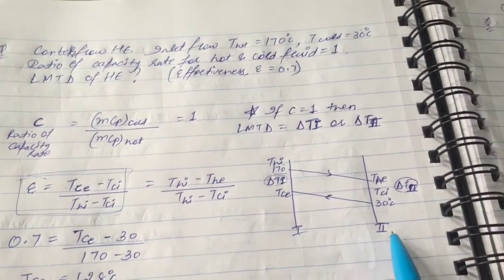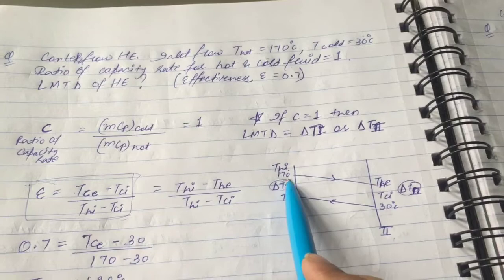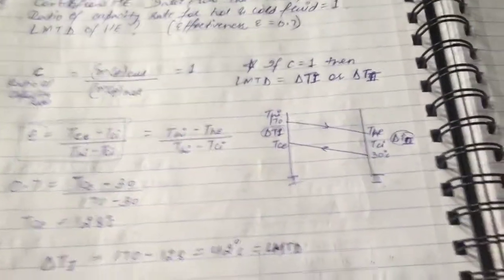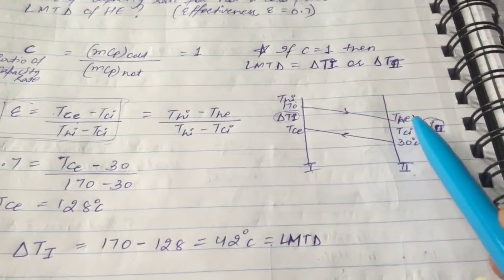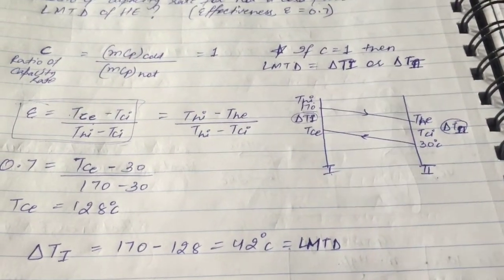So there are two ends, end 1 and end 2. Inlet for hot fluid is 170 degrees Celsius. Inlet for cold fluid is 30 degrees Celsius. And we don't know exit temperature for hot and cold fluid. This is a counter current flow diagram.